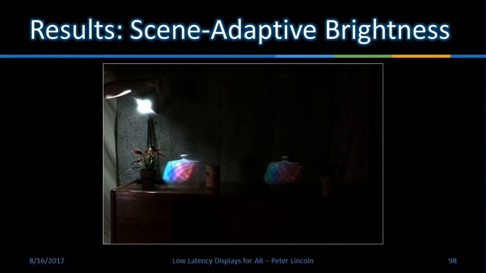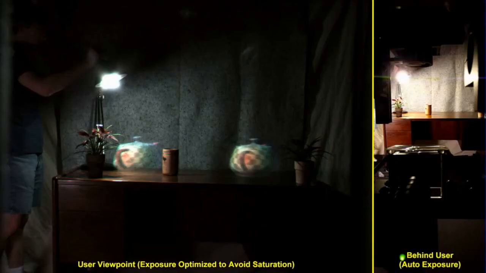And one more demo of scene adaptive brightness. So it's the same teapots, but I'm going to be moving a very bright desk lamp back and forth. And again, note the matched response of the teapots to the light.